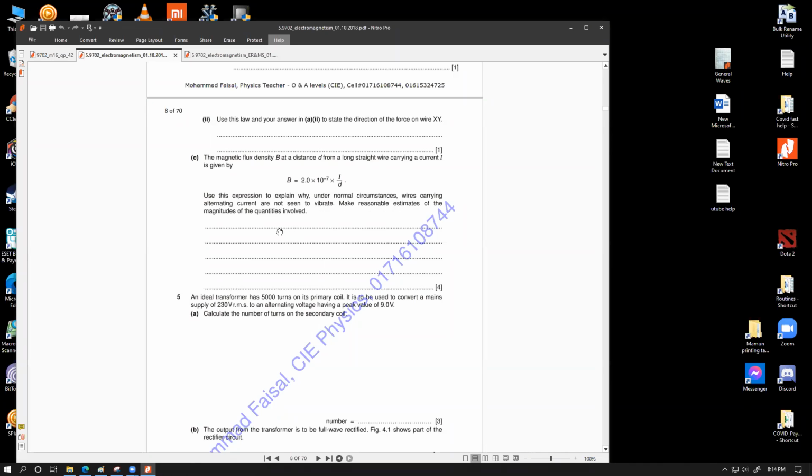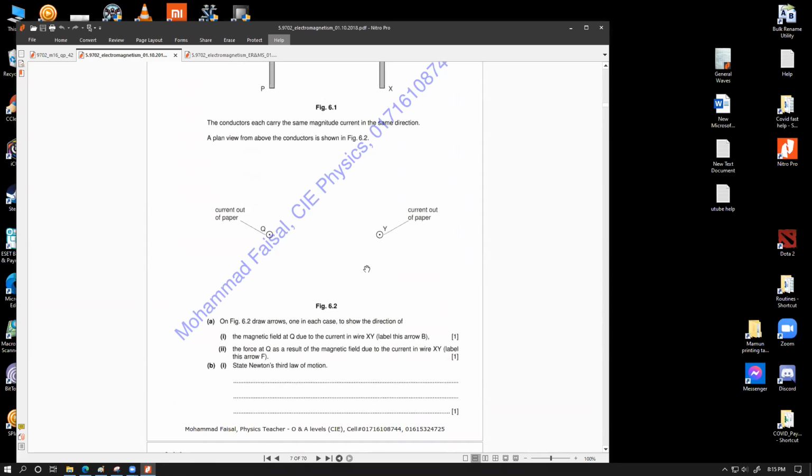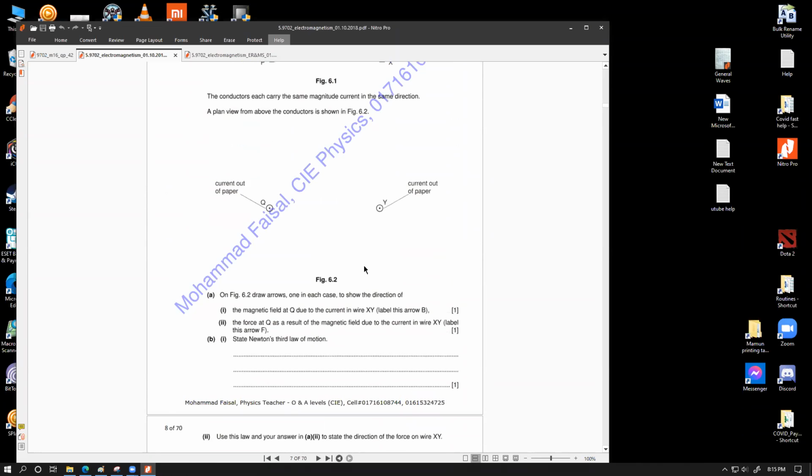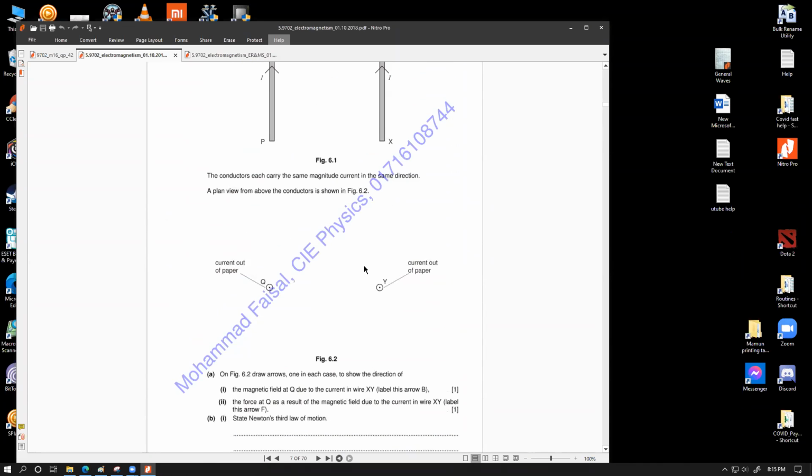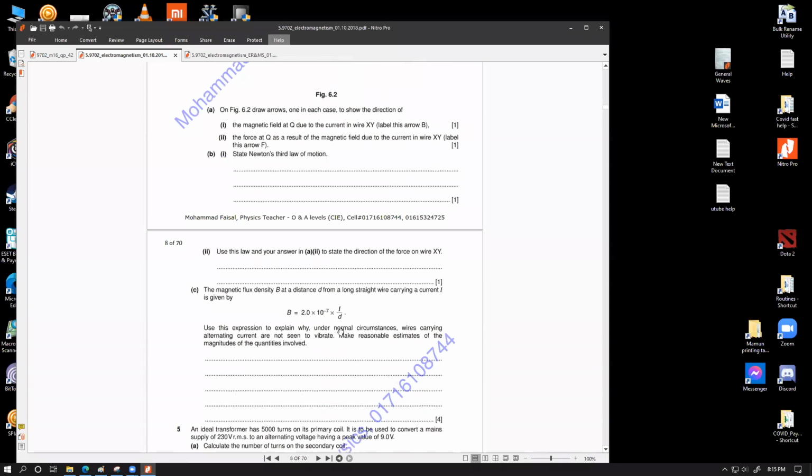Make reasonable estimates of the magnitudes of the quantities involved. So first of all, you have to make reasonable estimates of I and D. If you have two current carrying wires, one live, one neutral, placed side by side within a cable, then what is the most likely distance between these two wires? It shouldn't be within a couple of millimeters, let's say 3-4 millimeters, maximum 5, not more than 5. Two wires, live and neutral, within a cable for a single operating device, placed side by side. That's one thing. So D should have a value less than 5 millimeter.